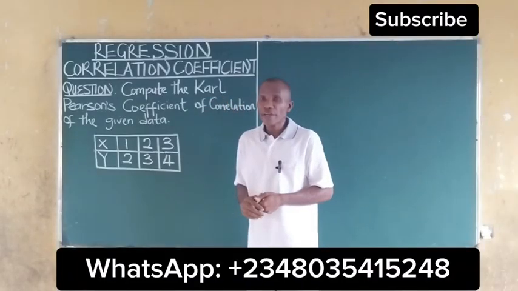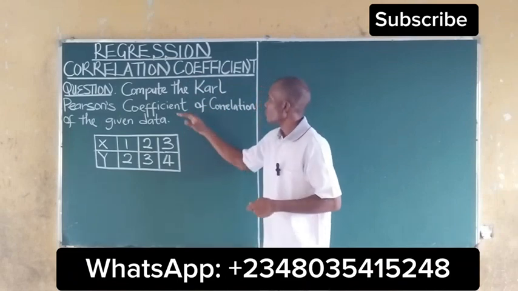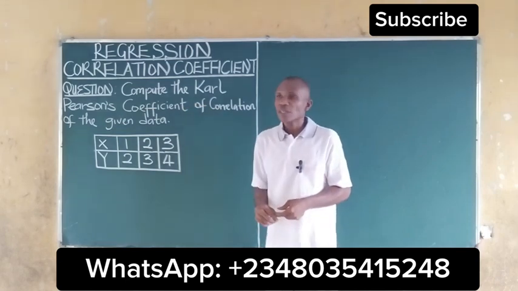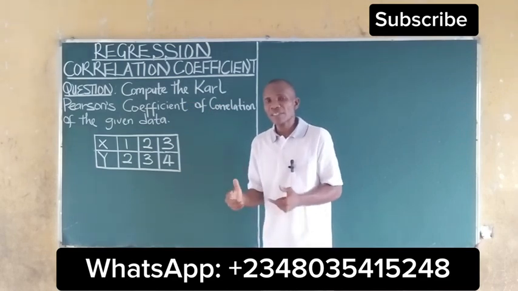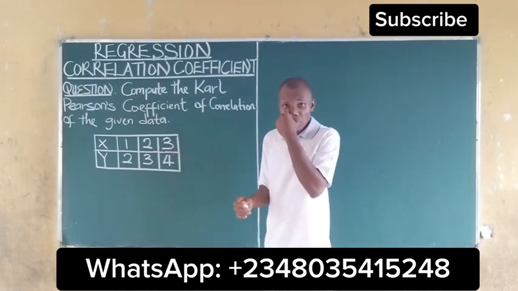In this video tutorial, we are to solve a question on regression. We are given the question: compute the Karl-Pearson's coefficient of correlation. The Karl-Pearson's coefficient of correlation is the same thing as the Pearson's correlation coefficient for the given data. So how do we compute this?